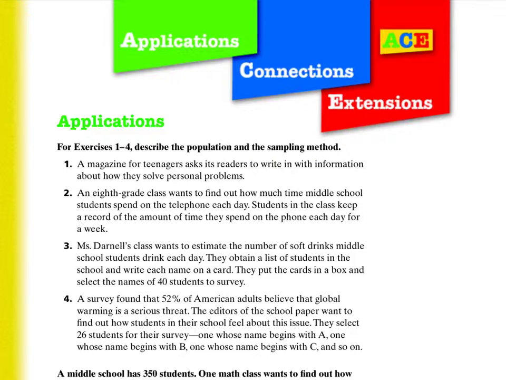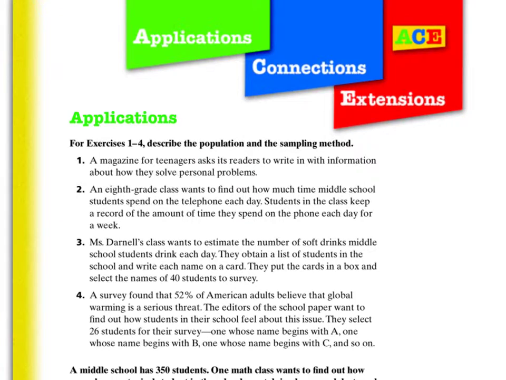Number 1 says, a magazine for teenagers asked its readers to write in with information about how they solve personal problems. So the population in this particular one being studied is the teenagers who read the magazines. Teenagers. The sampling method is to ask readers to voluntarily write into the magazine. So the sampling is going to be voluntary.